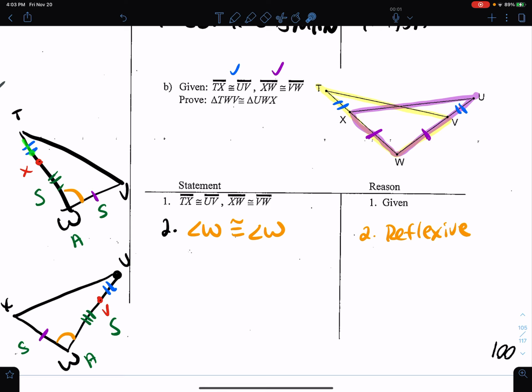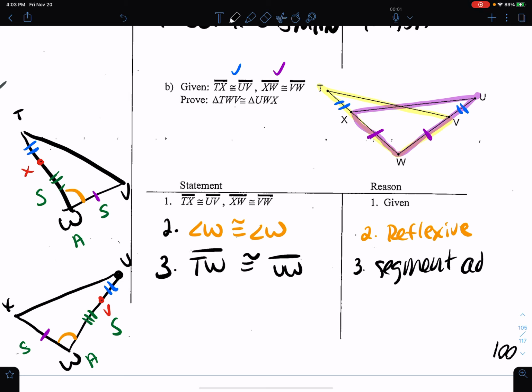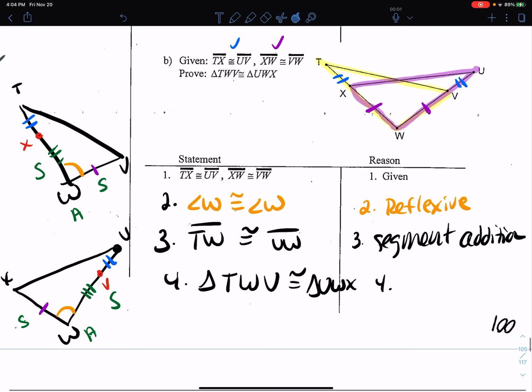But what we notice then is if this little part and this little part are the same, and this little part and that little part are the same, then the entire side lengths would be the same. So step number 3 is we can show that side TW is congruent to side WU or UW. And the same thing, right? If we have 2 congruent pairs, then the adds of those pairs are going to be the same. So that's by our segment addition. So then we can prove the triangles congruent. Triangle TWV must be congruent to triangle UWX. And the rule that we used in our image was side angle side.